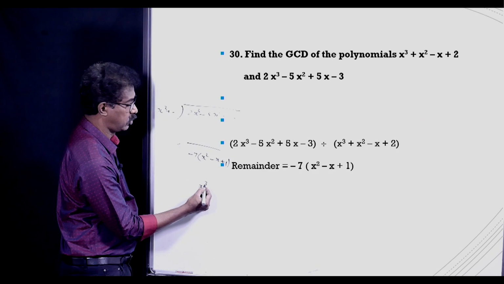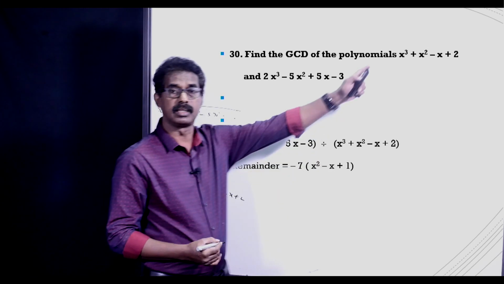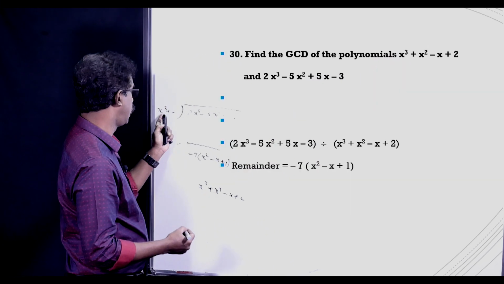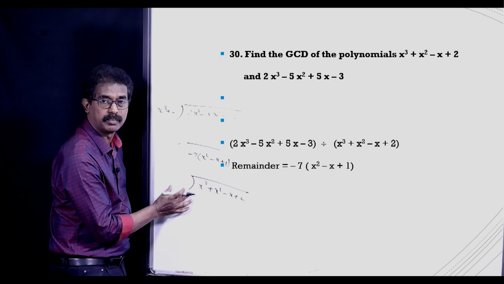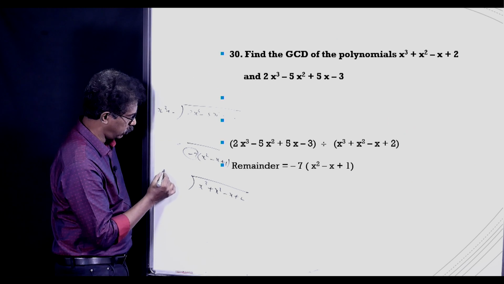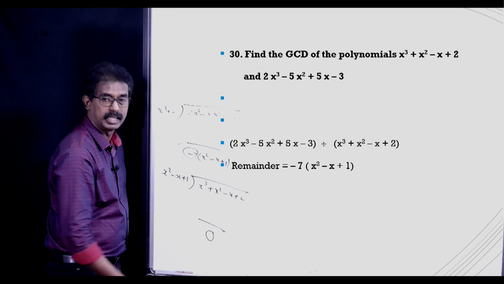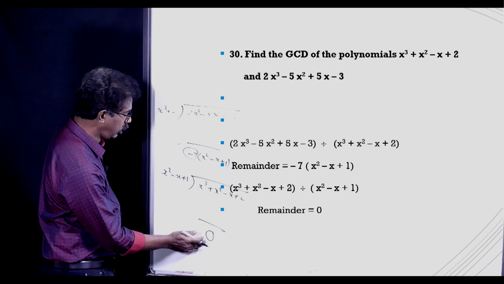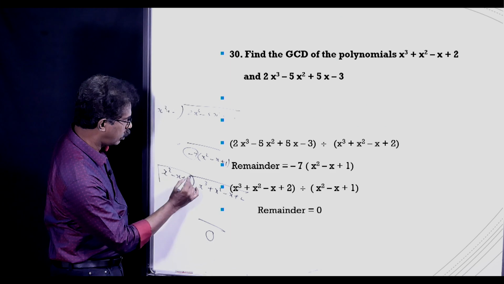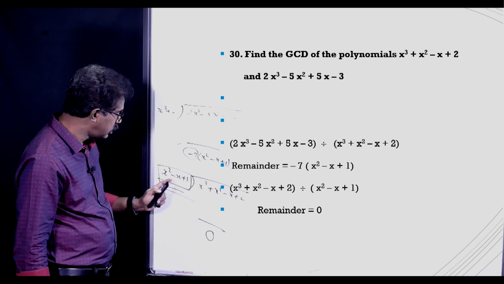x square, x cube, that one you take inside, plus x square minus x plus 2, this one. So what you have written here, that you take inside, divided by the remainder. This minus 7 you don't need to take, you take only x square minus x plus 1. In this case, you are getting the remainder as 0. If your remainder is 0, the last divisor by which you divided is called the GCD. If the remainder is 0, this is the GCD.